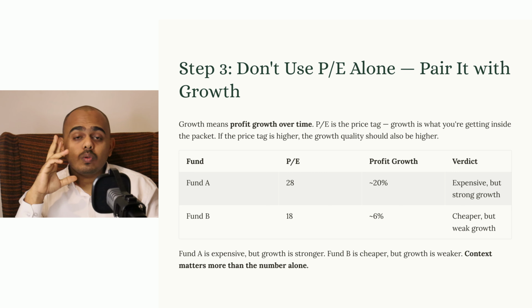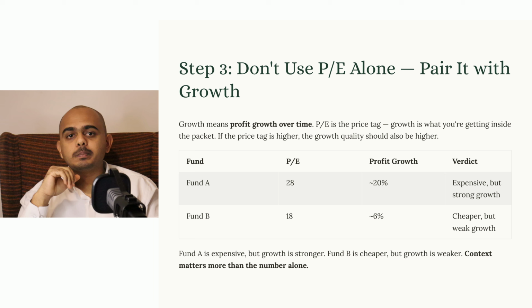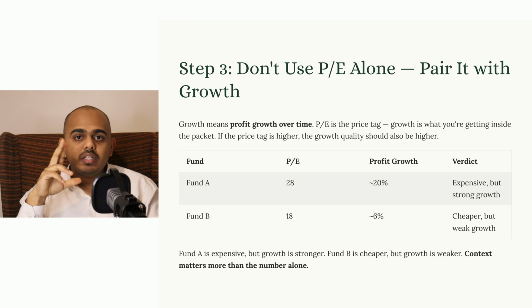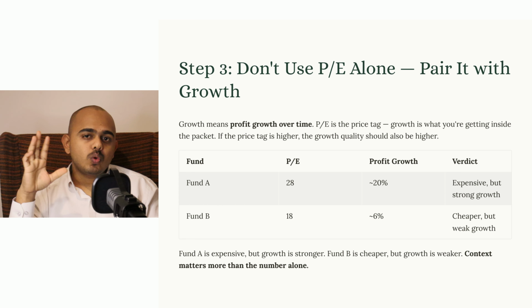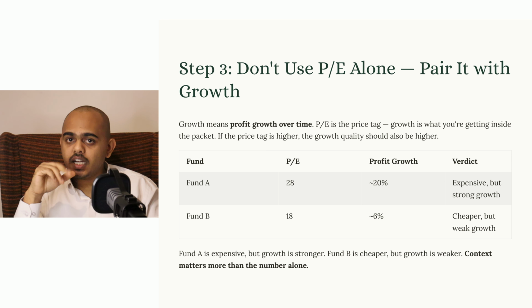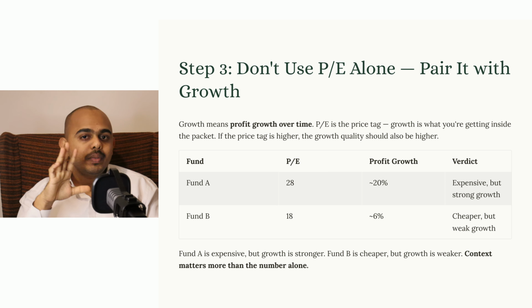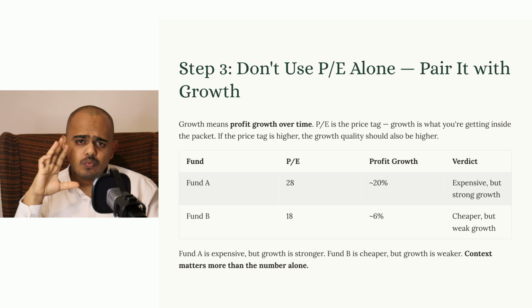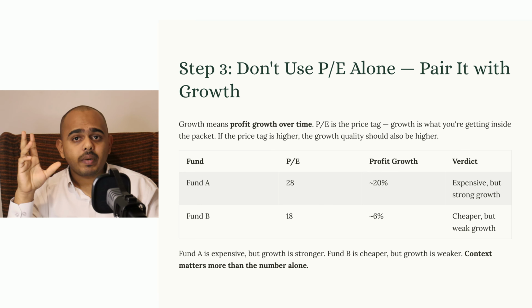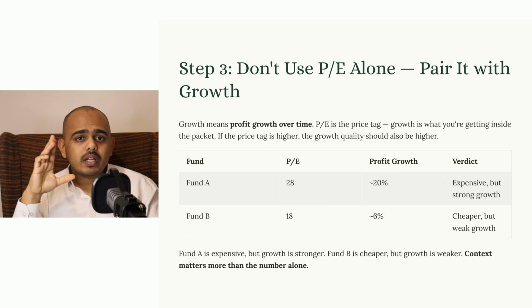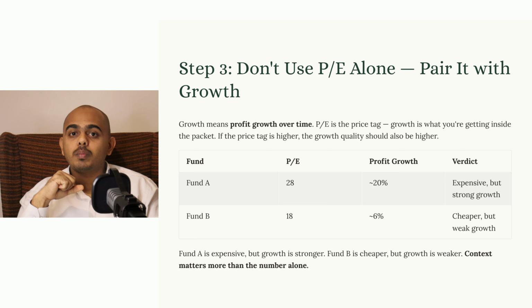Okay. Now, number three, don't use PE alone. Pair it with growth. Growth means profit growth over time. Example: Fund A's PE is 28, profit growth is around 20%. Fund B's PE is 18, profit growth is around 6%. Fund A is expensive but growth is stronger. Fund B is cheap but growth is weaker. So PE is the price tag and growth is what you are getting inside the packet. If the price tag is higher, the growth quality should also be higher.